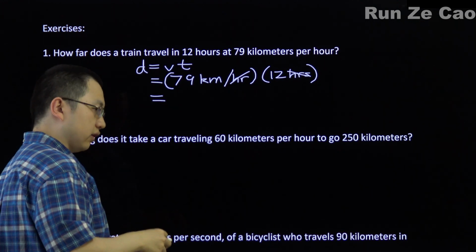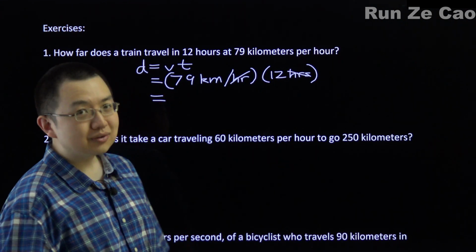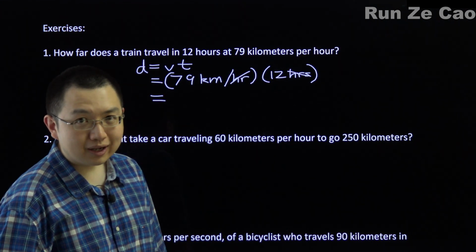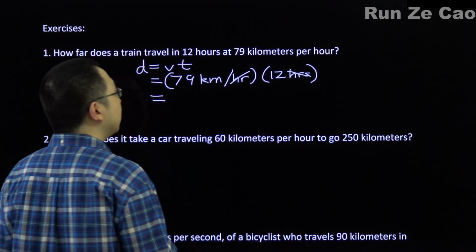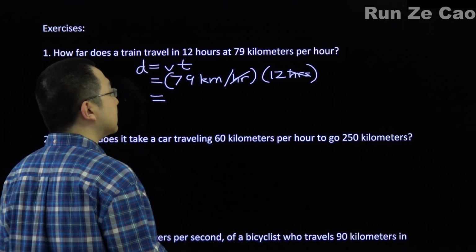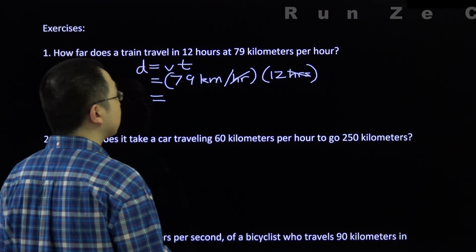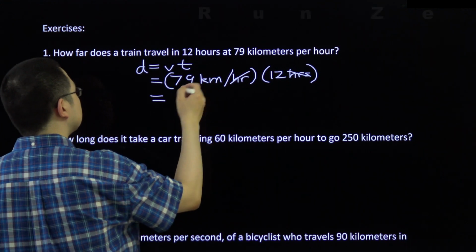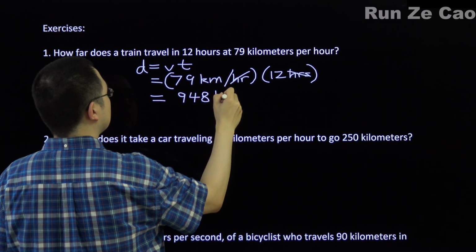Wait, we don't need a calculator for this, because 79 is 80 minus 1. We can use the distributive property. 80 times 12 is 960, and then minus 1 times 12. So 948 kilometers.